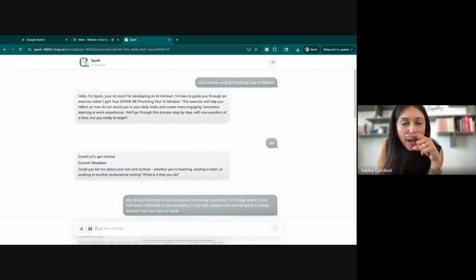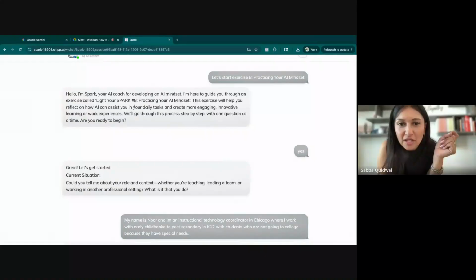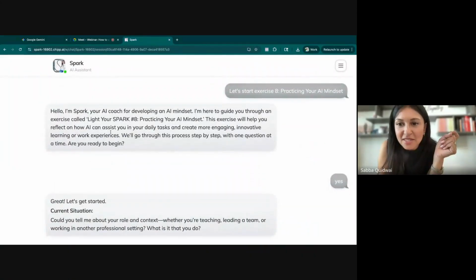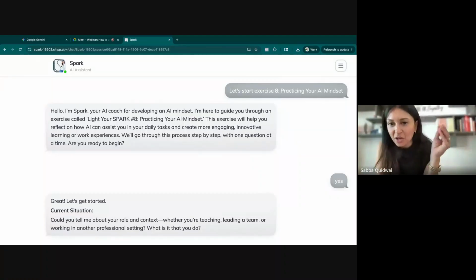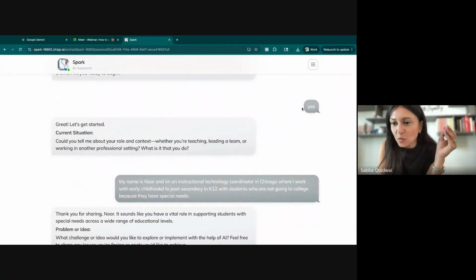But let me just go back really quick to show. So basically what happened when you did this, we tap the start exercise, okay? And once you start it, you can see over here it is now coming and introducing itself. "Hello, I'm Spark. I'm your coach, and I'm here to help you build this AI mindset using the Spark method. We'll go step by step, one question at a time. Are you ready?" Okay, and then we say, yes, we are ready. And now it's going to start asking me questions.